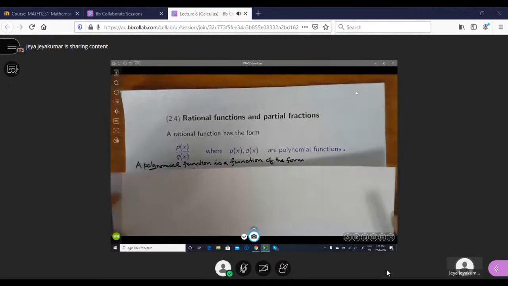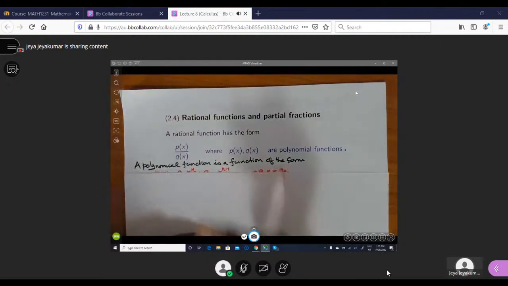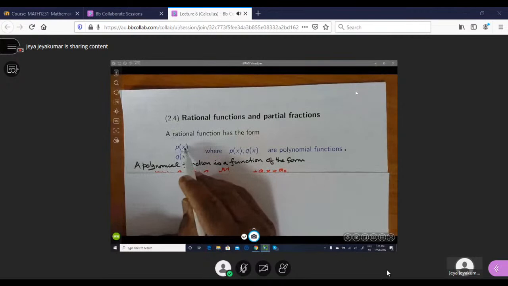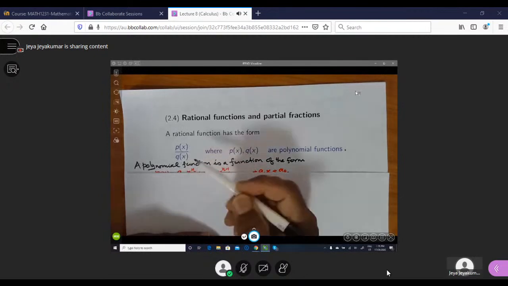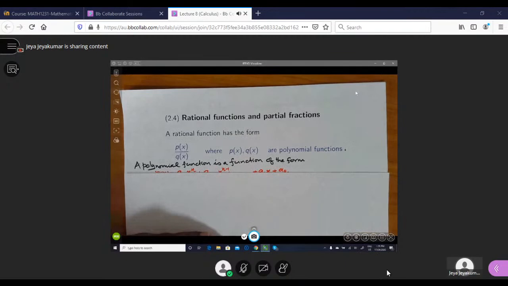Now, a rational function has the form P(x) over Q(x), where P is a polynomial function and Q is a polynomial function. So it's a fraction of the form P(x) over Q(x), where P and Q are polynomials. So let me remind you of the definition of a polynomial function. I'm sure you would have seen it in algebra as well.